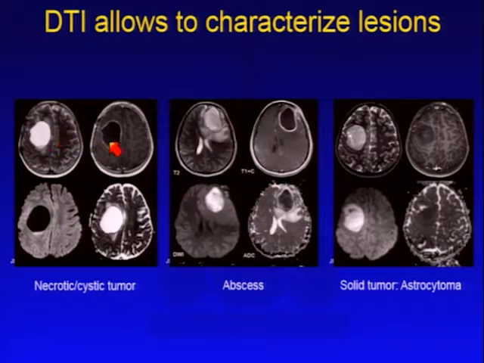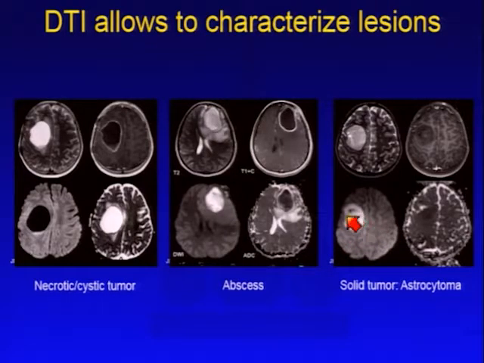T2 hyperintense, T1 hyperintense peripheral enhancing lesion over here, and over here. But diffusion-weighted imaging is so different. Here it is ADC hyper, DWI dark. Here it is DWI bright, ADC dark. This is the abscess, restricted diffusion because pus is sitting in here.